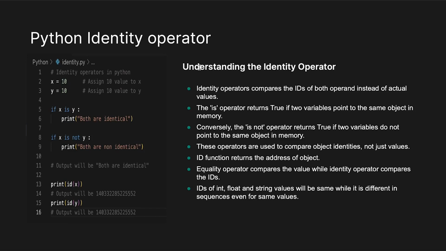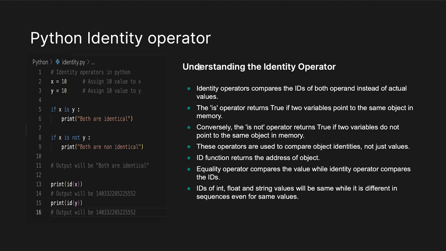Let's learn about the identity operator. So, till date, we have used comparison operators, logical operators, and bitwise operators. All those operators compare the respective values. But the identity operator compares the IDs or memory addresses of the operands instead of their actual values. There are two identity operators, is and is not.